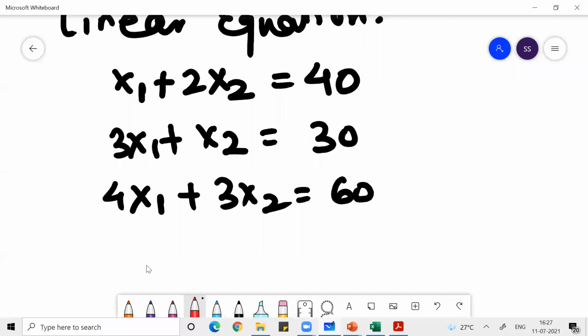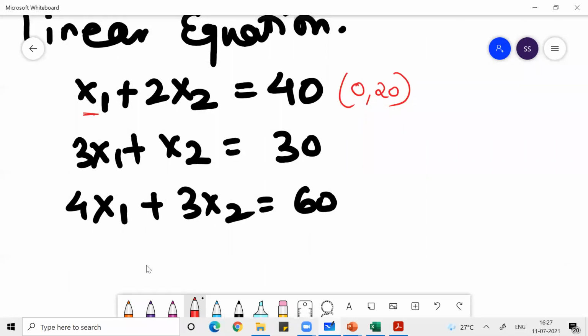The moment I ignore the inequality sign, I have the linear equation. Now I simply try to find a minimum of 2 coordinates. If you remember coordinate geometry, abscissa, ordinates, coordinate. So how will we find the minimum 2 coordinates? Let x1 be 0. If I put x1 equal to 0, then x2 will be equal to 20. Any doubt, anyone? If I put x2 equal to 0, then x1 will be equal to 40.